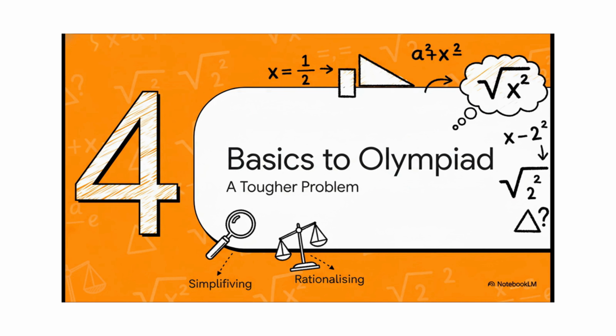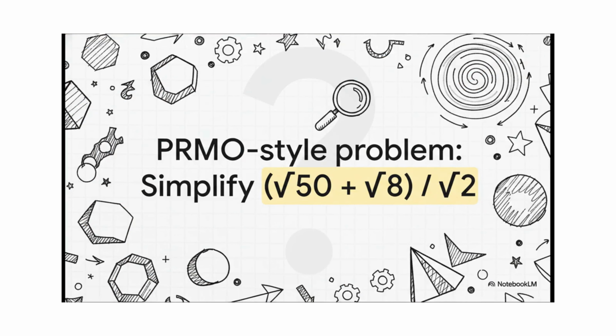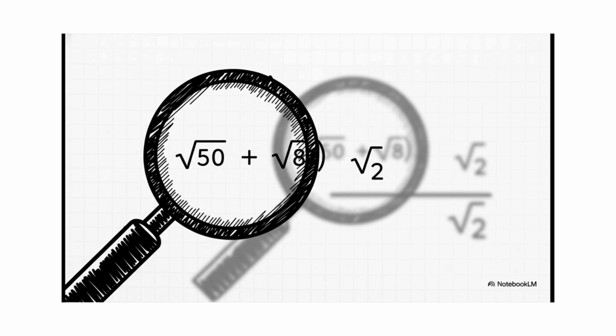Okay, so we've got our two main tools, simplifying and rationalizing. You're armed and ready. So let's put it all to the test with a trickier problem, something you might see in a math competition. All right, take a look at this. At first glance, yeah, it looks pretty gnarly. But here's the thing. You already have every single skill you need to solve this. I promise. So where do you even begin? The key, like with a lot of math, is not to panic. Just focus on one piece at a time.